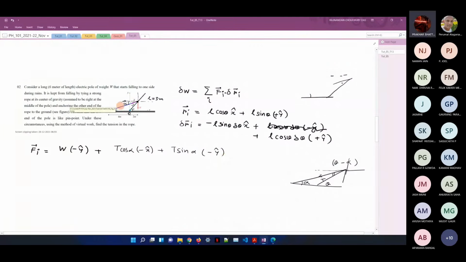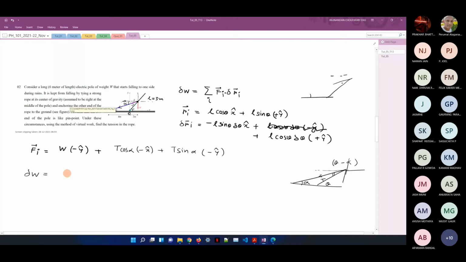Okay. This is fine, right? Our T is like this. We want to take the x and y component of this T. Once you write this, your delta W will be simply this dotted with this.